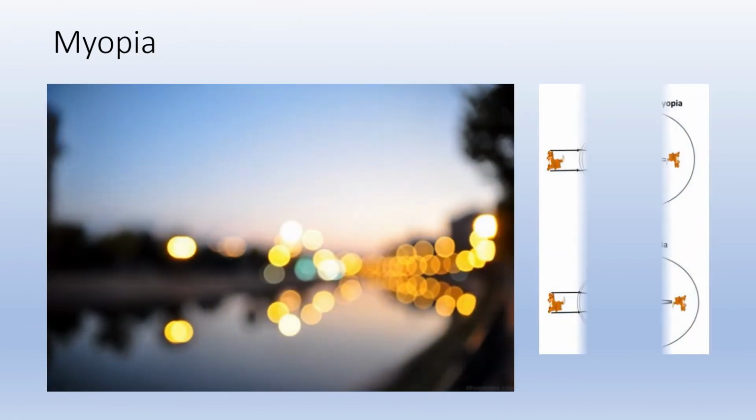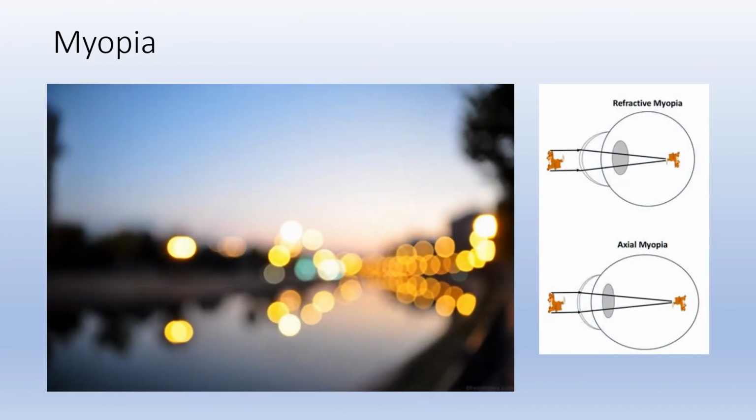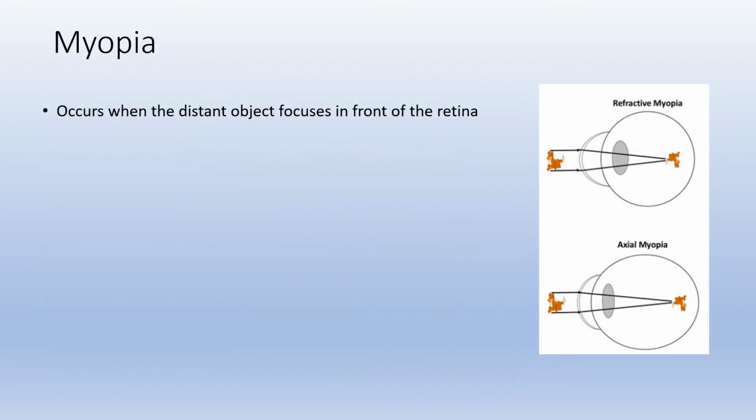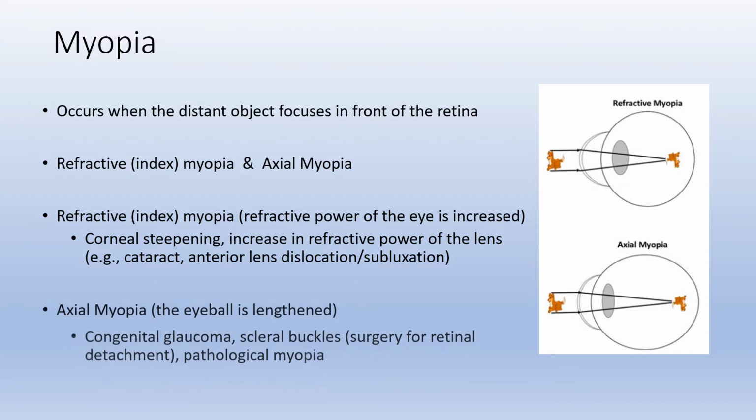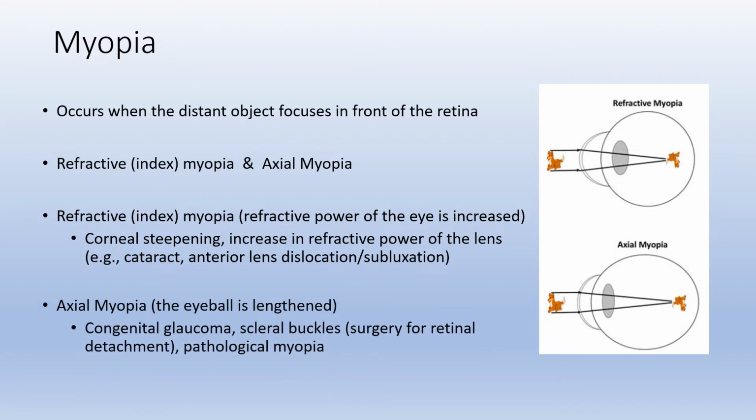The problem comes about when the image is not focused on the retina. When the distant object focuses in front of the retina, it is myopia. There are two types: refractive or index myopia and axial myopia. Index myopia means that the refractive power of the eye is increased. Causes include cornea steepening, or increasing refractive power of the lens, for example cataract, anterior lens dislocation or subluxation. For axial myopia, it means that the eyeball is too long.